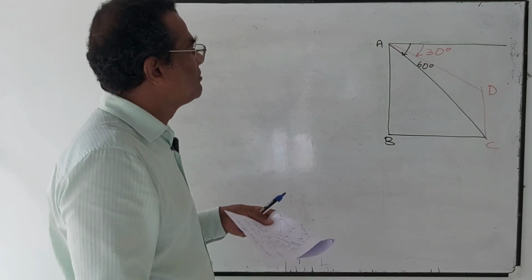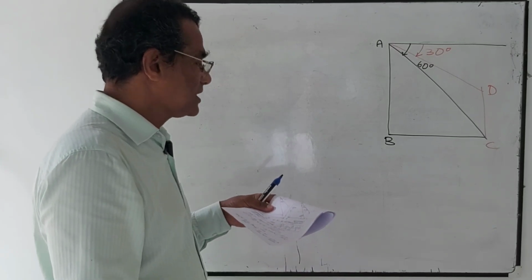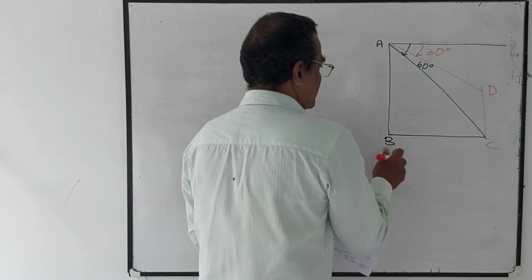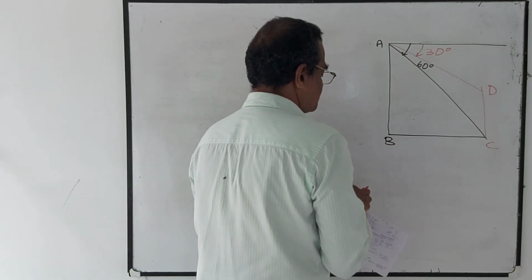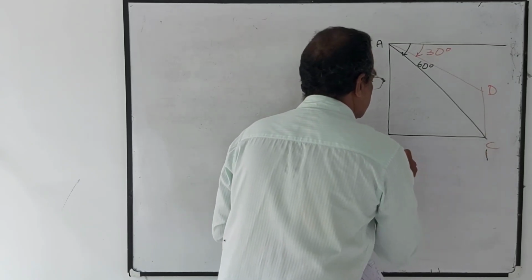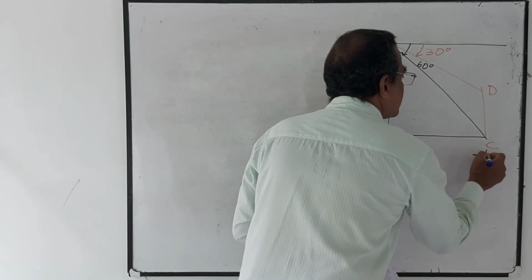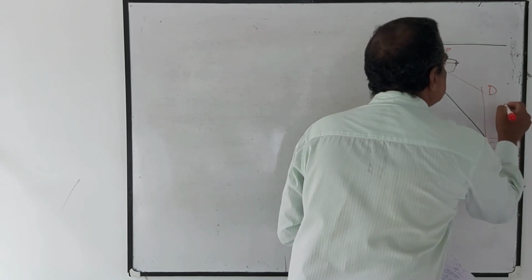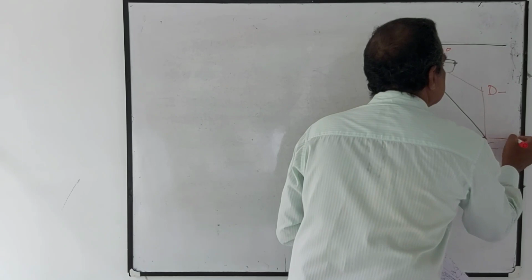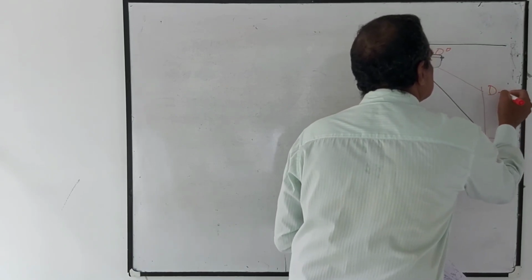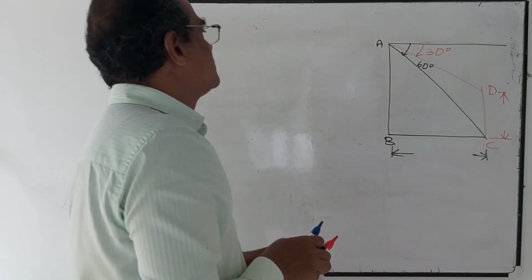So how will we find out? What we need to find out is the distance between the two lamp posts. This distance we need to find out, and again this height CD, that is the height of the lamp post. How can we find out?